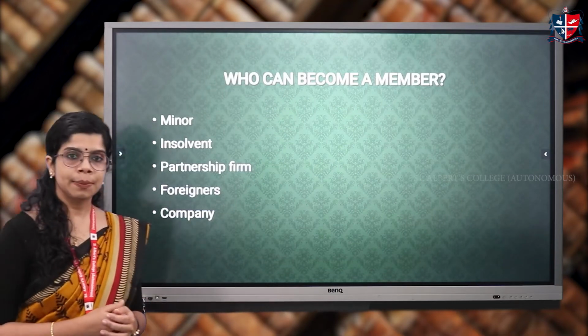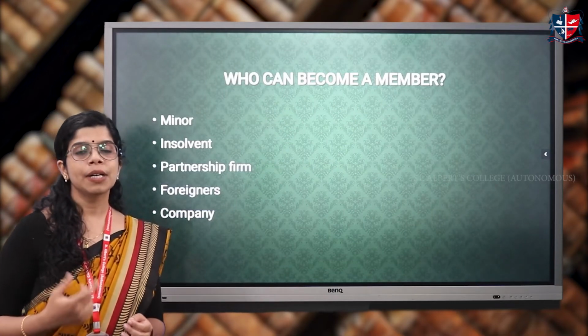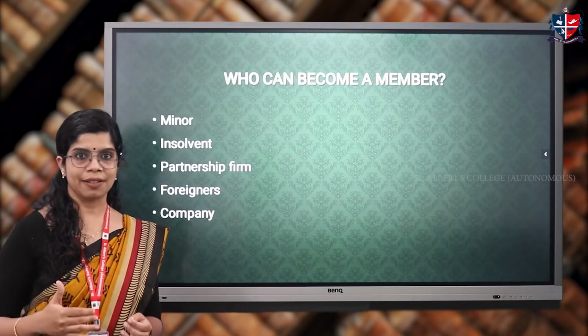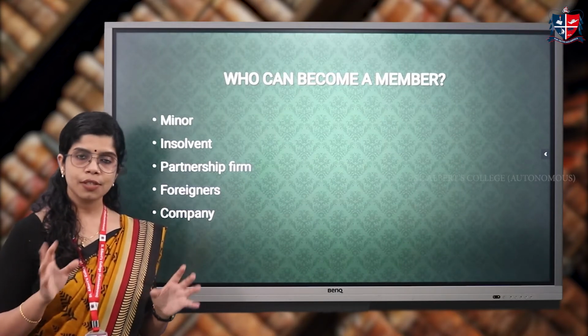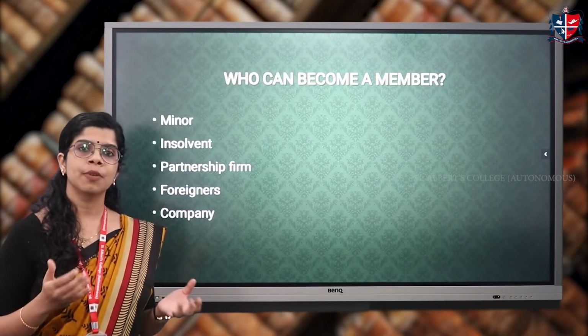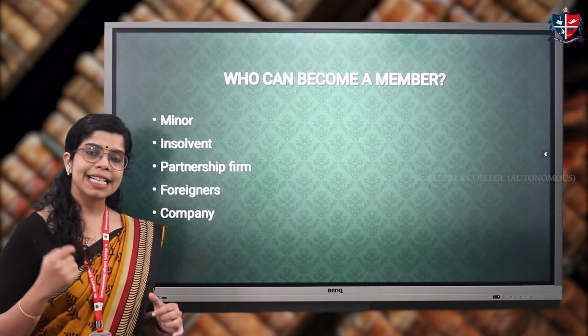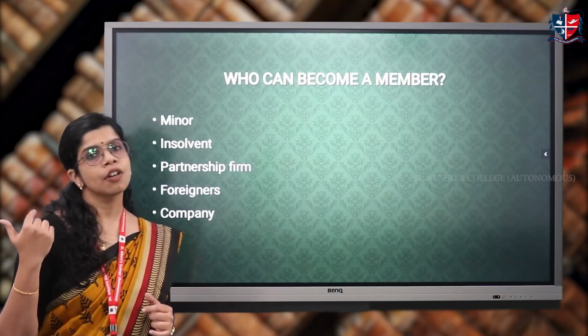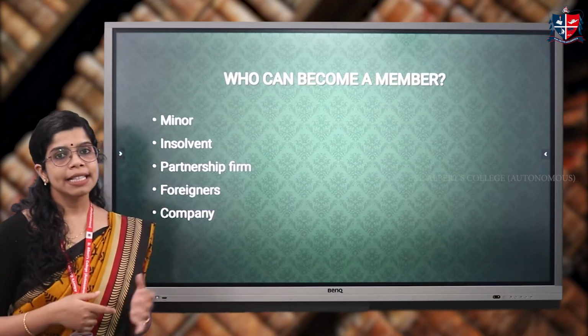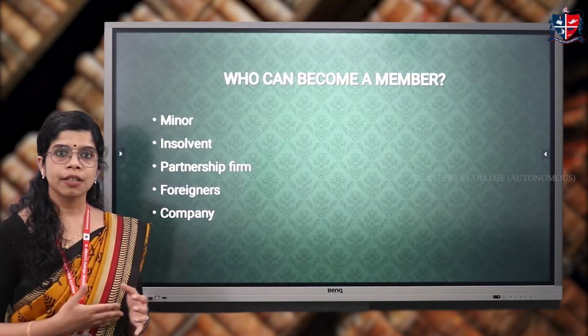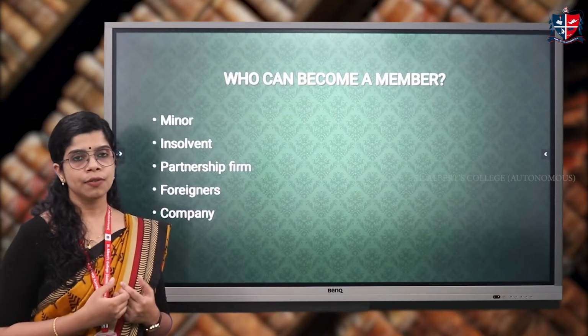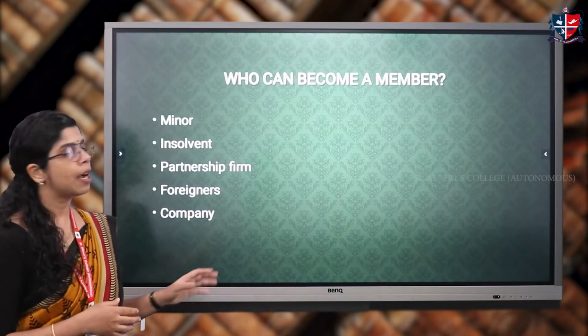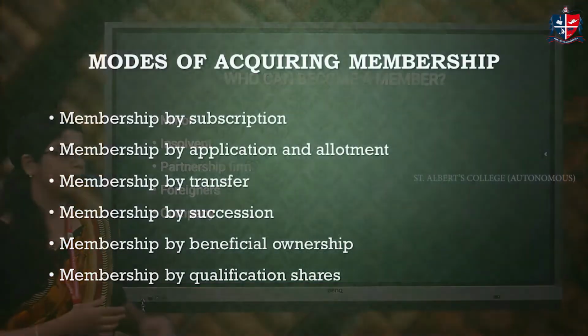Then in case of a company, a company cannot become a member of itself. Okay, so a company cannot become a member of that same company. Instead, it can become a member of other companies, provided there are provisions approving the same in the memorandum of association. So these are the parties who can become a member of a company.